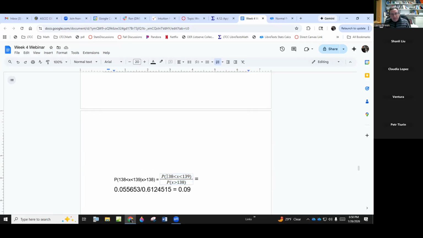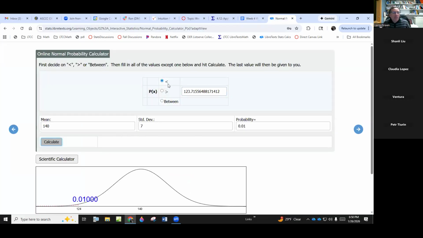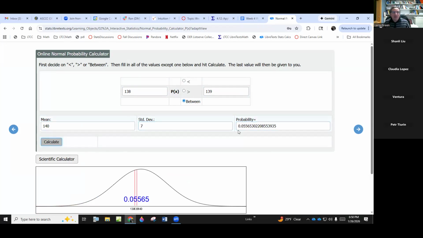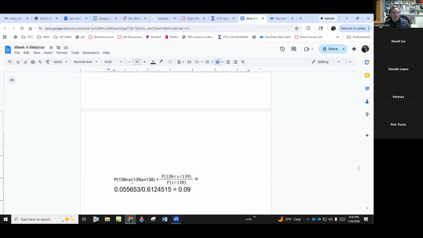Okay. And 138, 139, I can pop these in. So between 138, 139, we want the probability, say mean and standard deviation, and there we go, about 0.055653, etc. Okay, and that's how I got this number. Then divided by the probability that we're greater than 138.